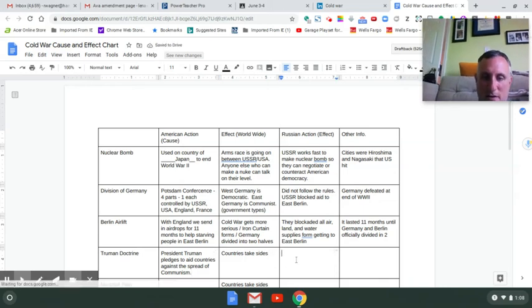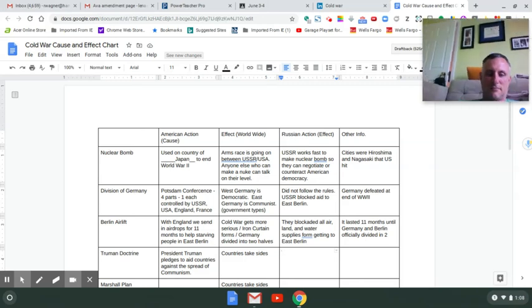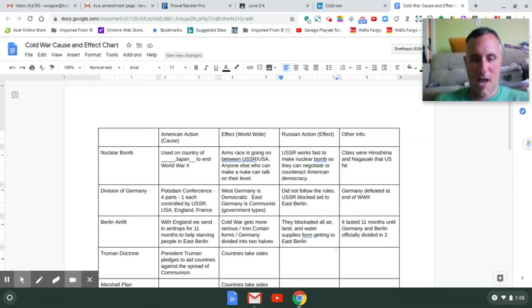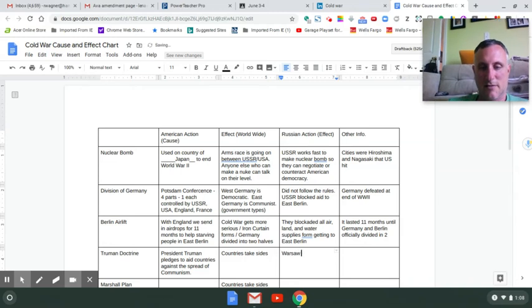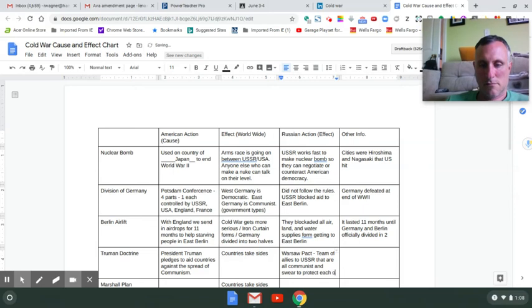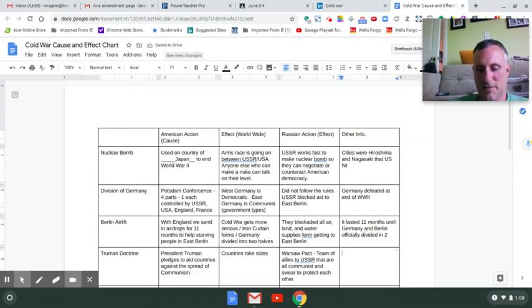Countries take sides. Russian action. The Russian action. What did the Russian or Soviets do? They did the Warsaw Pact, right? And swear to protect each other. The Truman Doctrine basically led to NATO forming.